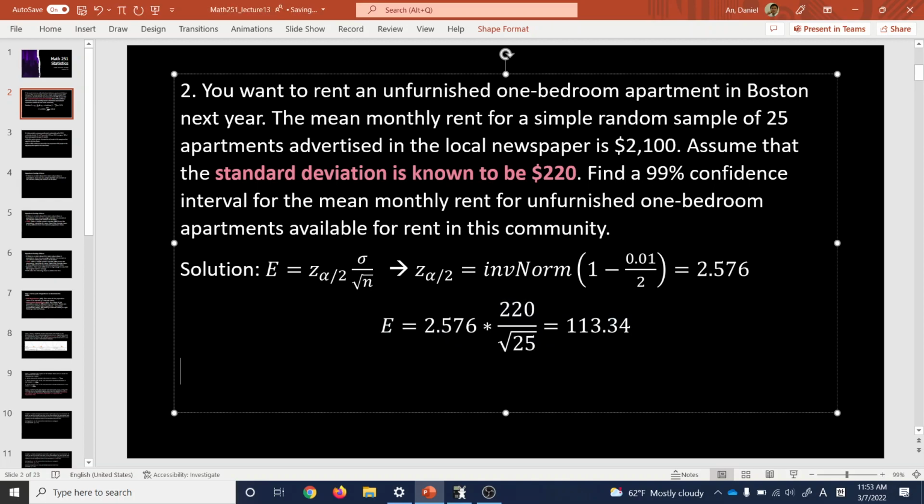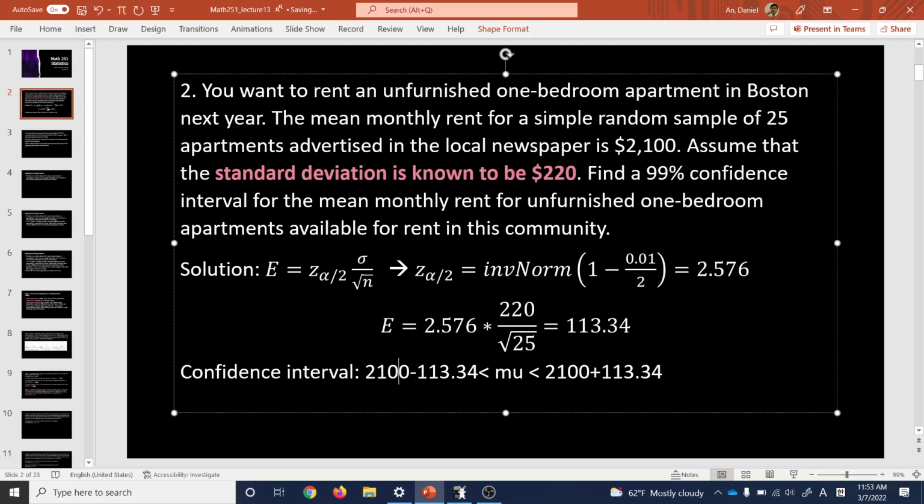And therefore, the confidence interval is the mean value minus 113.34, and the actual population average is between that and the mean value plus 113.34.